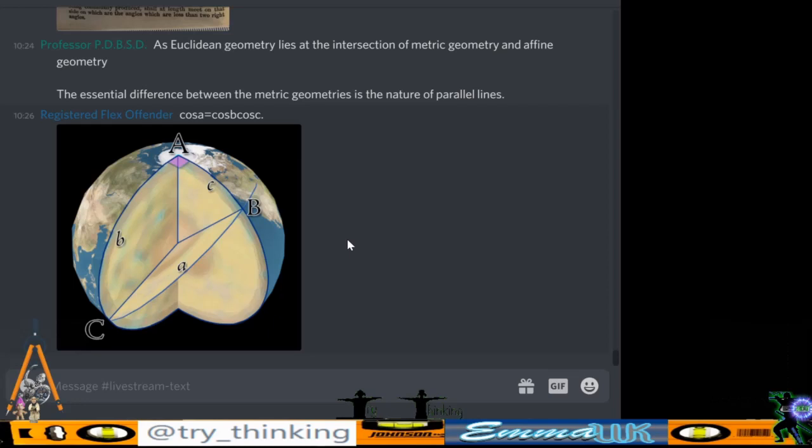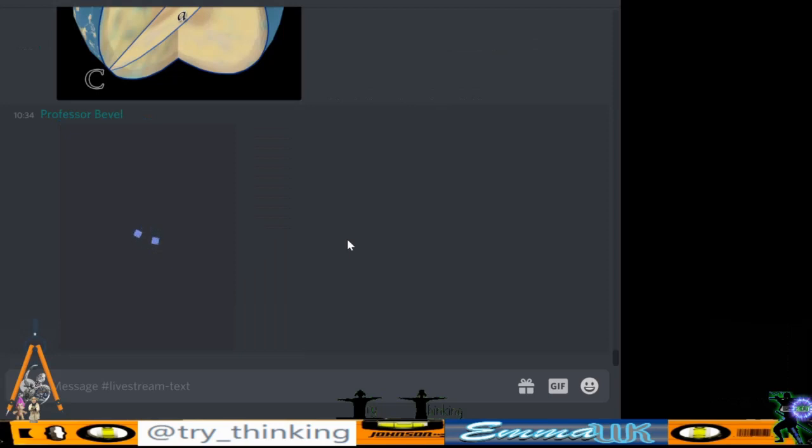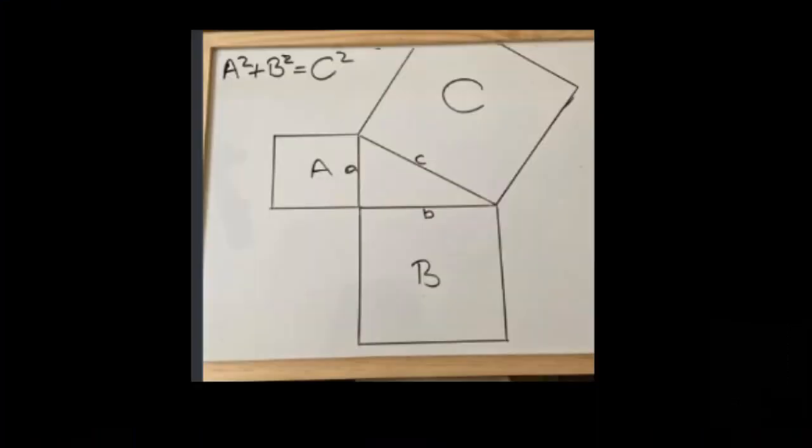Do you want me to show you? Yeah, you can go ahead. I'll go ahead, because I was showing somebody this the other day. See that? So you can see the triangle in the middle. Yes. And the square of side A plus the square on side B is equal in area to the square of side C.